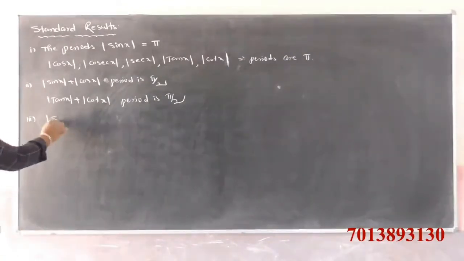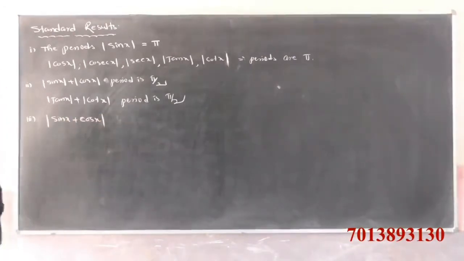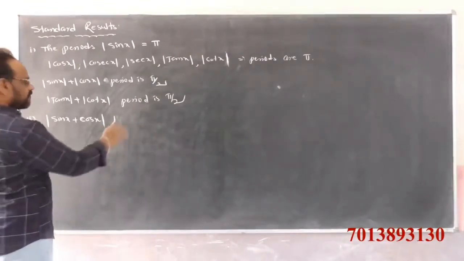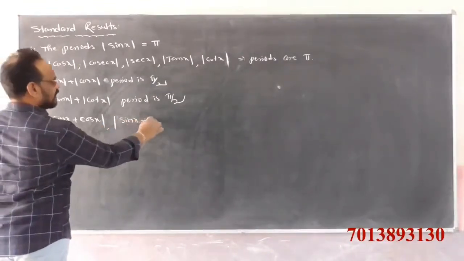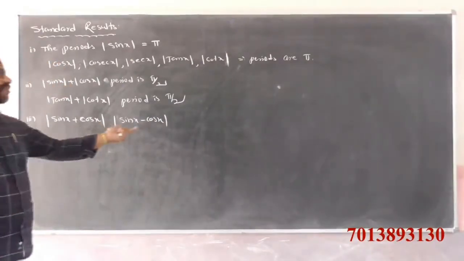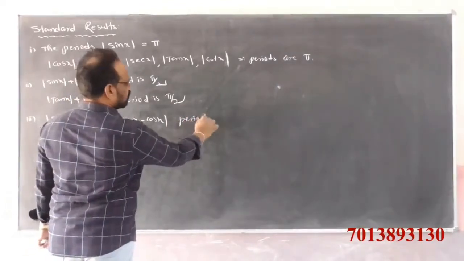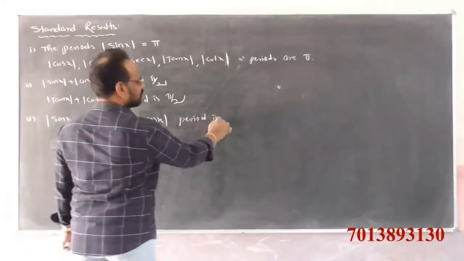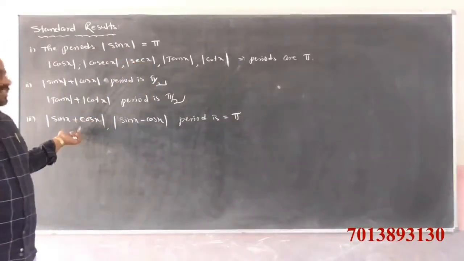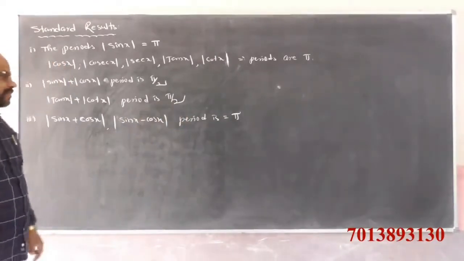Next, third one. Modulus of sin x plus cos x, or modulus of sin x minus cos x. Period is clearly pi. Modulus of sin x plus cos x period is pi. Modulus of sin x minus cos x is also pi.